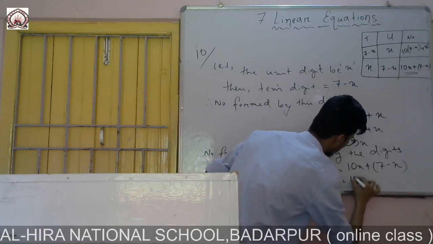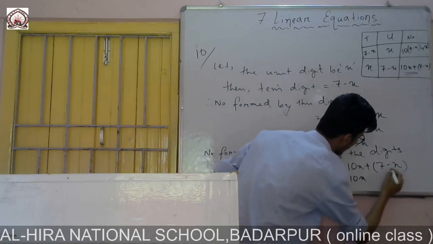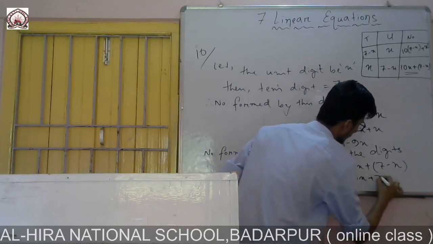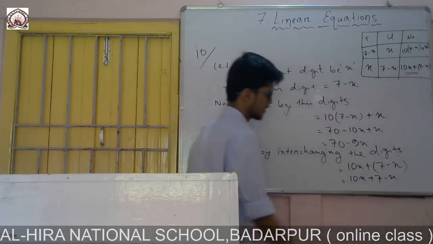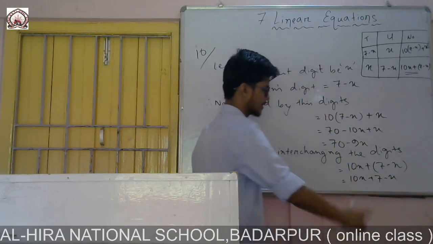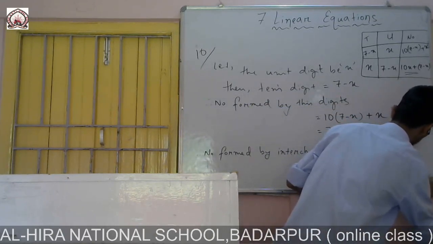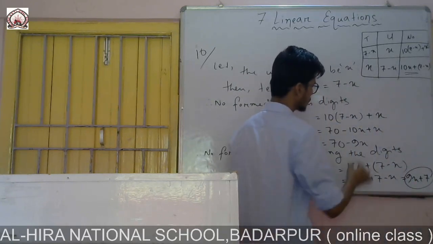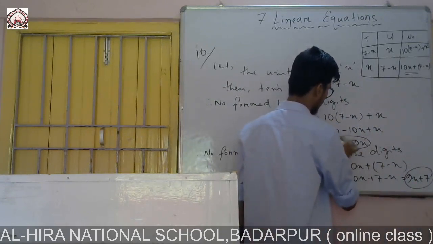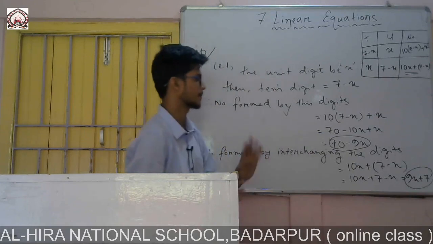So if I solve this one, it will be 10x, 10x plus 7, and there will be minus x. 10x minus 1x, it will be 9x plus 7. So one number is this one, another one is this one.